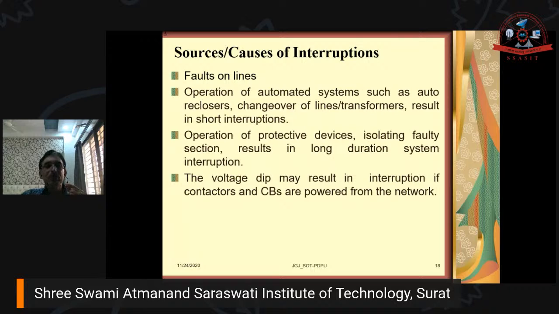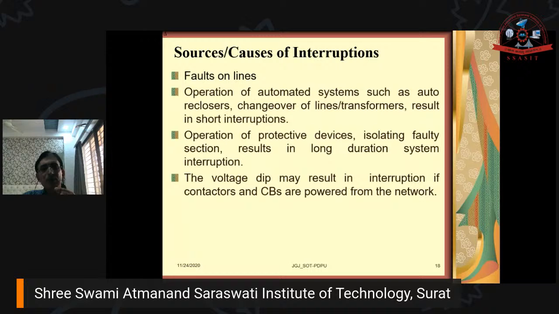And so the operation of automated systems, for example, auto recloser, then changeover of lines or the transformers will result in short interruption. And the operation of protective devices, for example, the protective relays, isolating faulty sections. You know that we are using circuit breakers to isolate the faulty part of the power system. So if any relay or circuit breaker operates, we get a long duration system interruption.